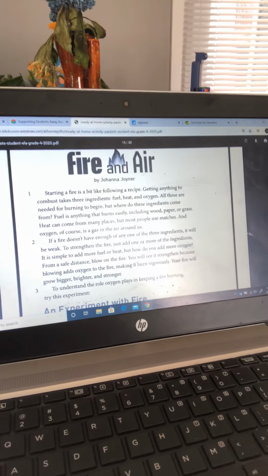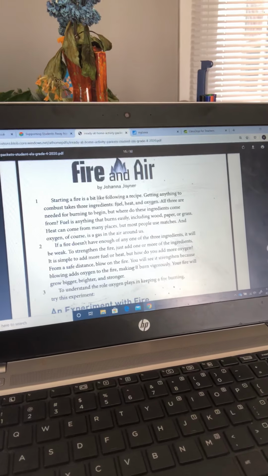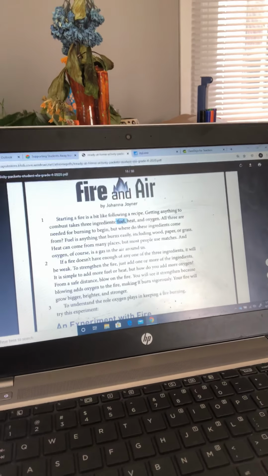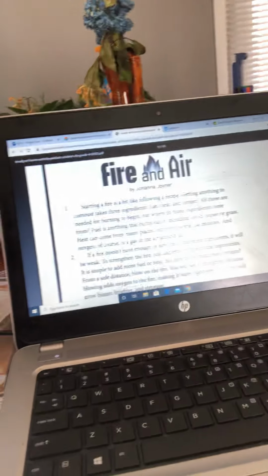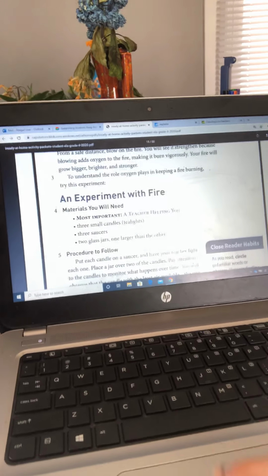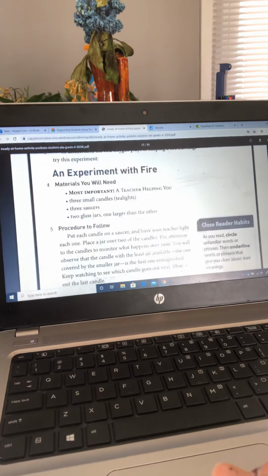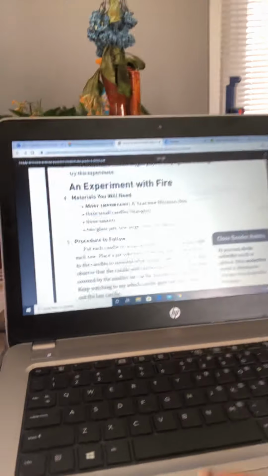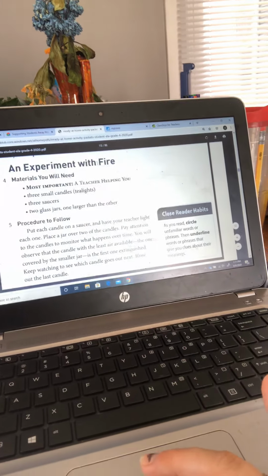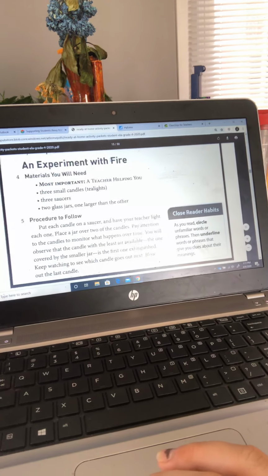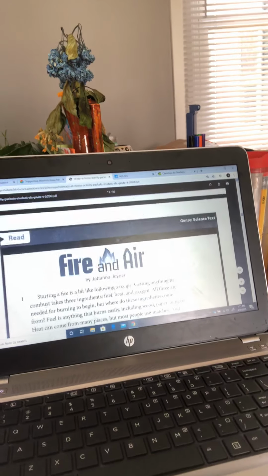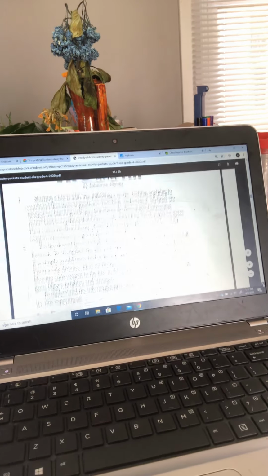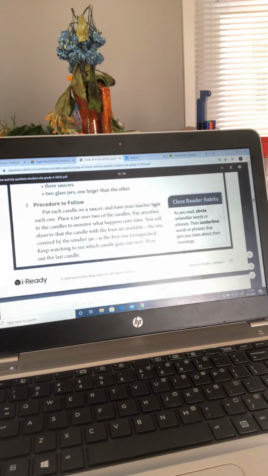It talks about how to make fire, you need fuel, heat, and oxygen. It talks about what you need to make fire, and then it goes through an experiment with fire, focusing on how fire is affected by air, specifically oxygen, and that's why it's called Fire and Air, because it focuses on how air affects fire.